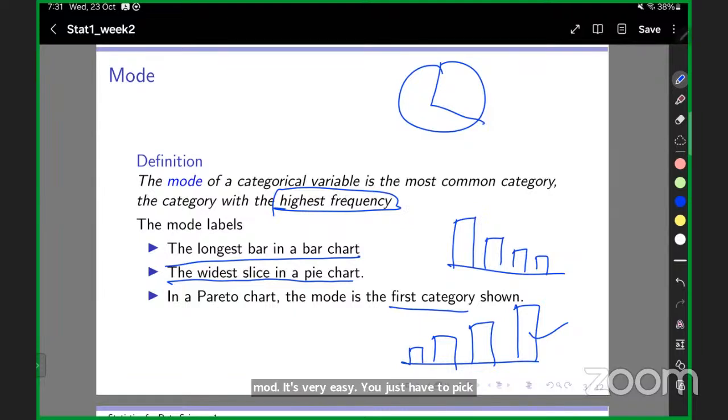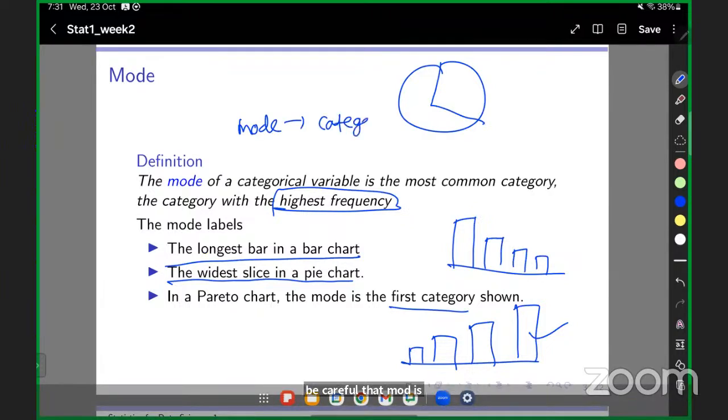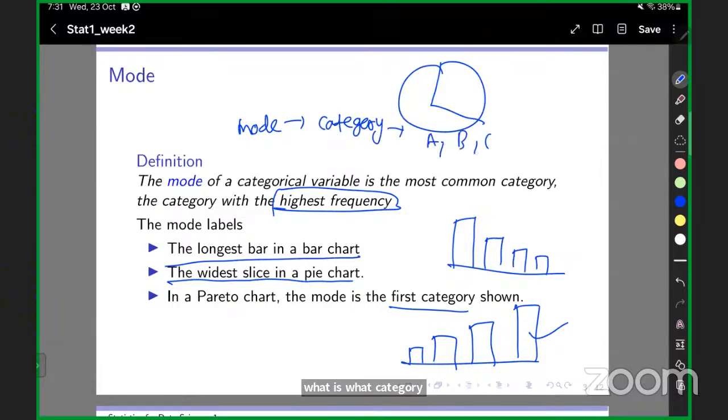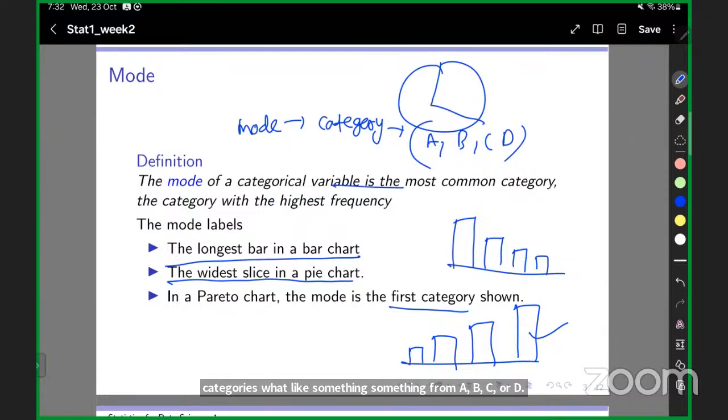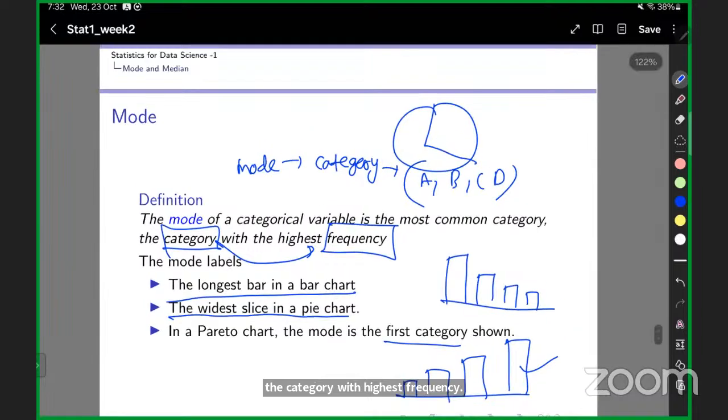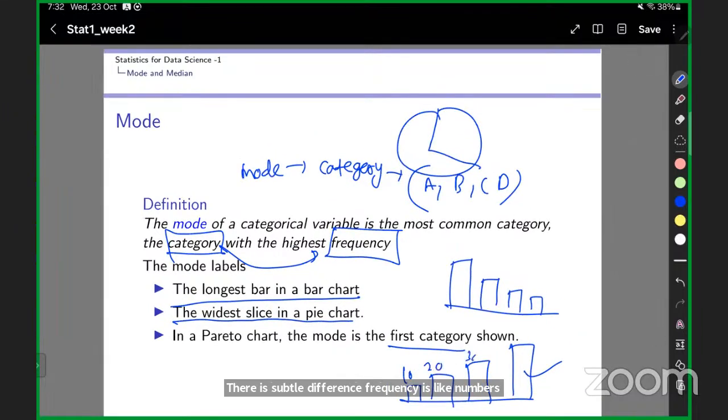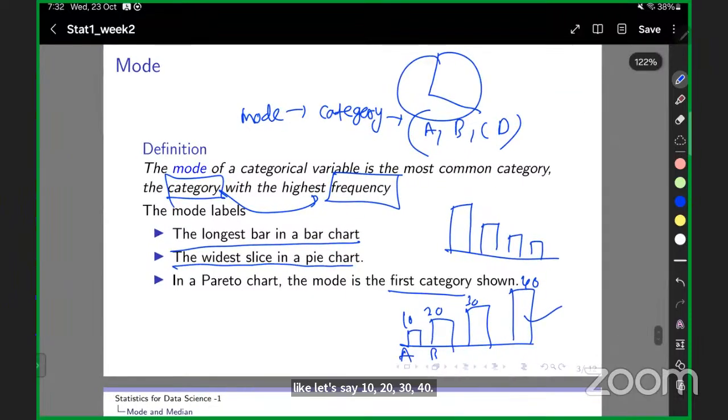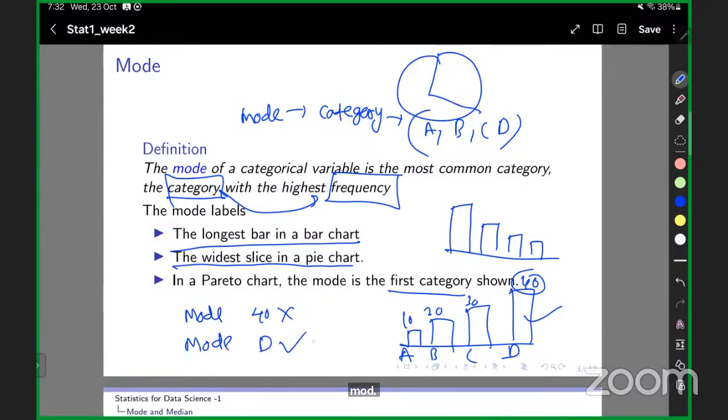And be careful that the mode is a category, something like A, B, C, or D, not the frequency. Frequency is not the mode, but the category with the highest frequency. There is a subtle difference. Frequency is numbers, like let's say 10, 20, 30, 40, and let's say the categories are A, B, C, D. So this 40 is not the mode. The mode is D, because D is the category.